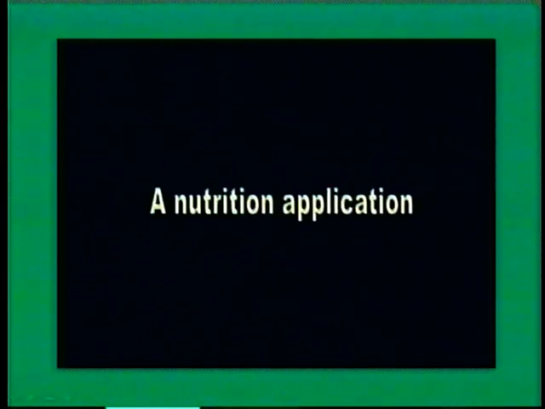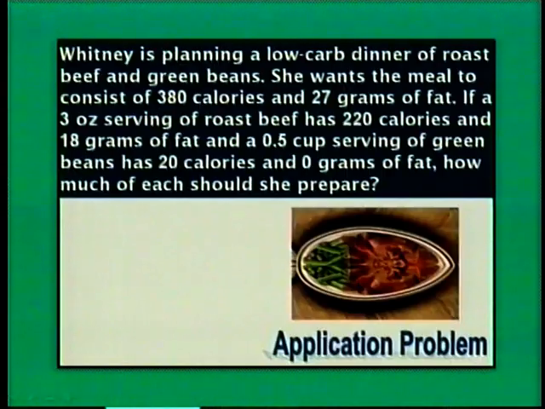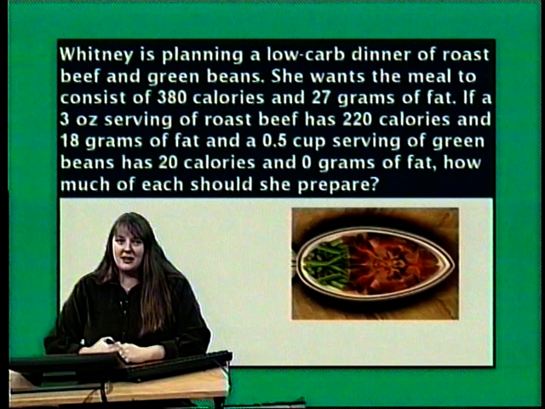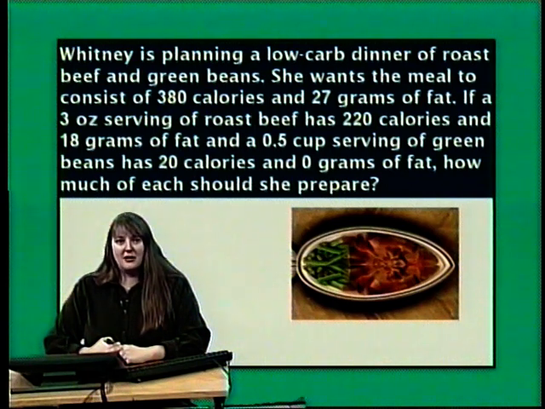So now let's look at a nutrition example. Whitney is planning a low-carb dinner of roast beef and green beans. She wants the meal to consist of 380 calories and 27 grams of fat. If a 3-ounce serving of roast beef has 220 calories and 18 grams of fat, and a half-cup serving of green beans has 20 calories and 0 grams of fat, how much of each should she prepare?